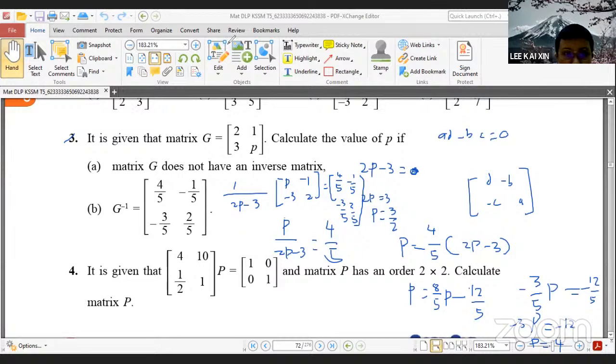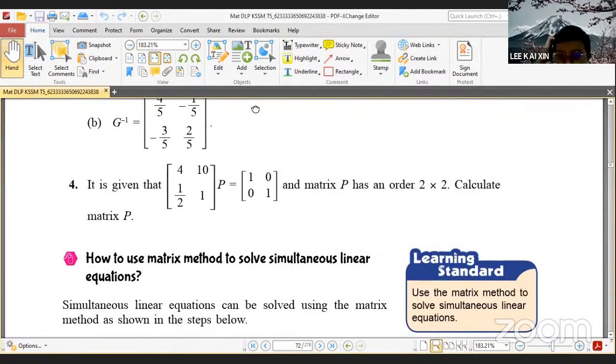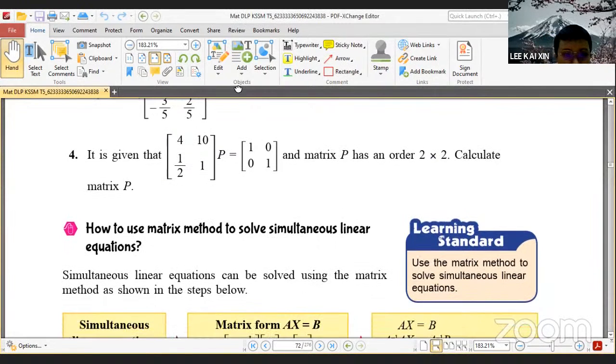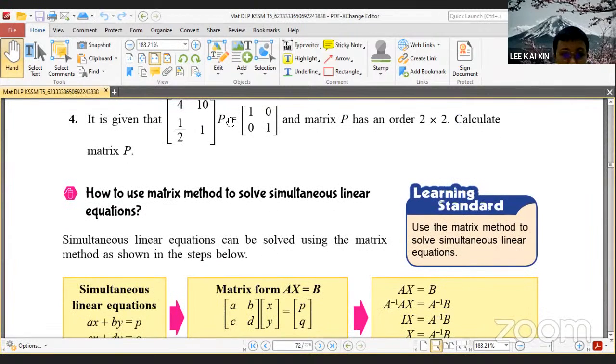So is it okay for you all? No questions. Okay, then we proceed to solve simultaneous equation. Then I will pass the time to Prina.